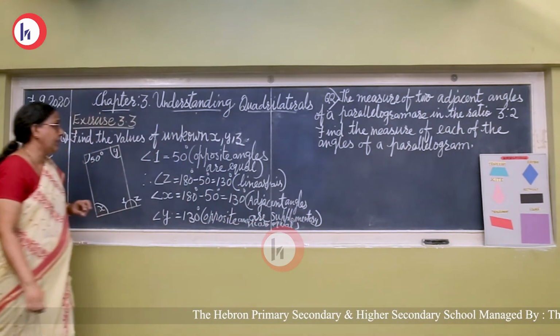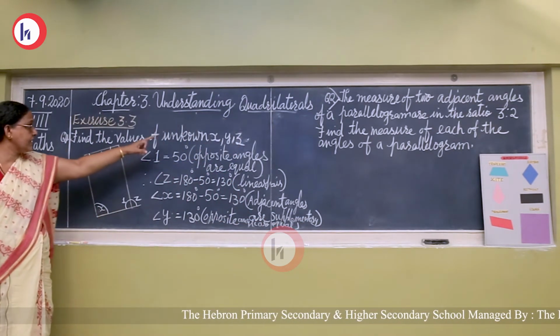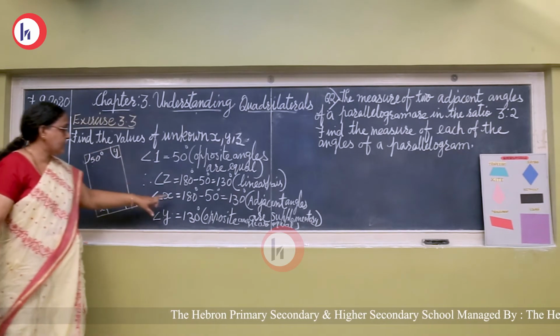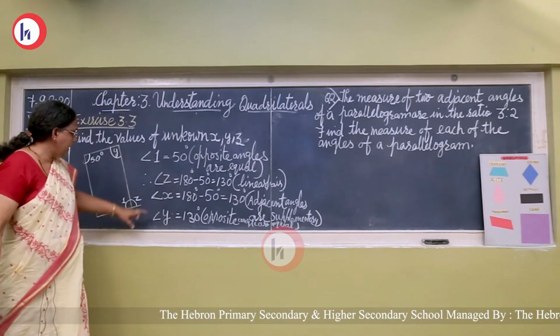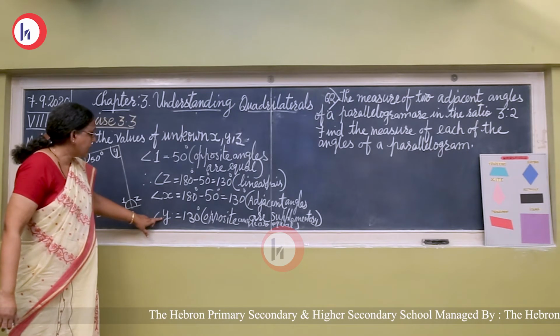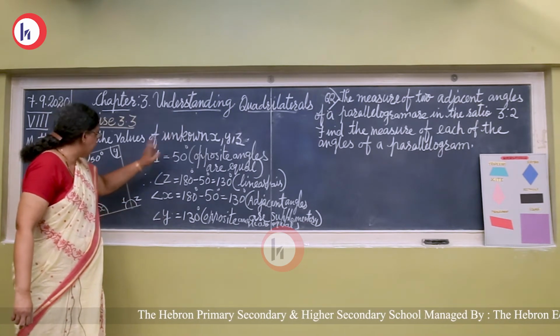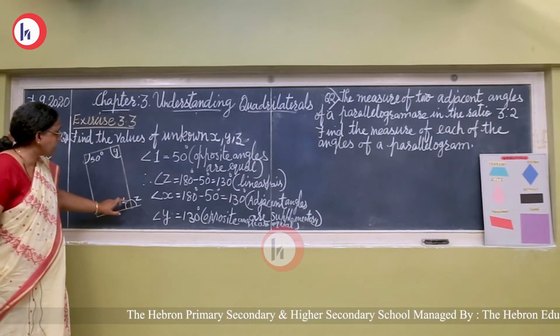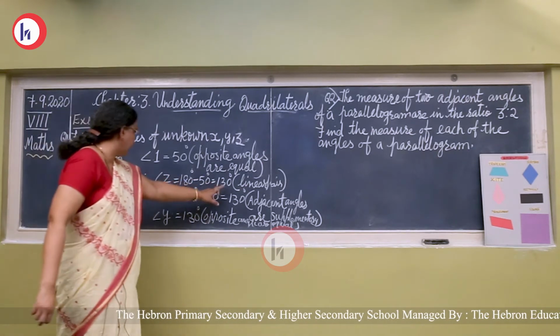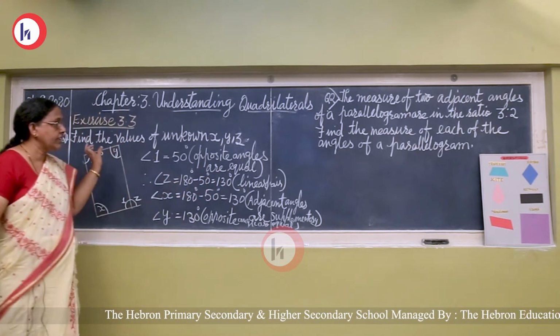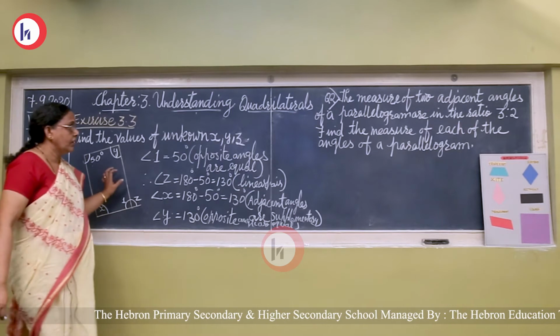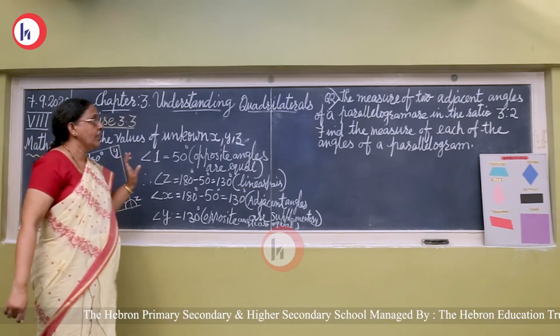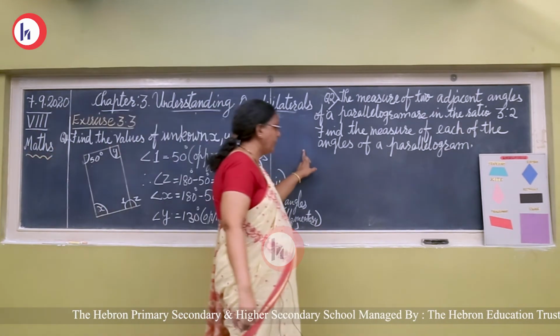Thus we got it. What are the unknowns? x, y, z. Angle x is equal to 130 degrees, y is equal to 130 degrees, and z is also 130 degrees. This way we can solve this with the help of a figure. Now let us see the second problem.